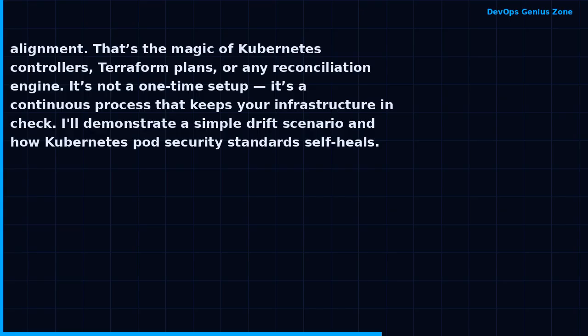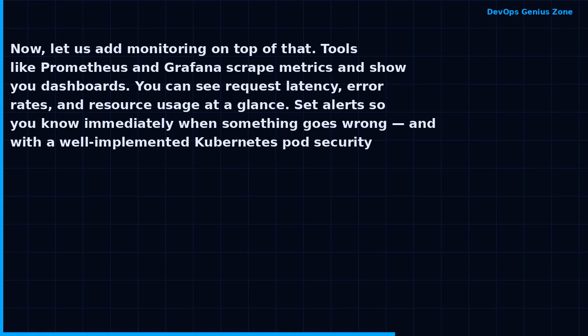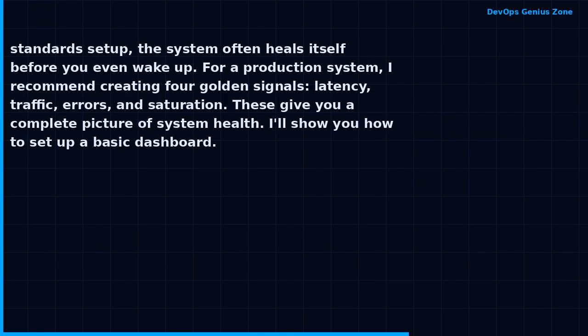Now, let us add monitoring on top of that. Tools like Prometheus and Grafana scrape metrics and show you dashboards. You can see request latency, error rates, and resource usage at a glance. Set alerts so you know immediately when something goes wrong, and with a well-implemented Kubernetes Pod Security Standards setup, the system often heals itself before you even wake up.